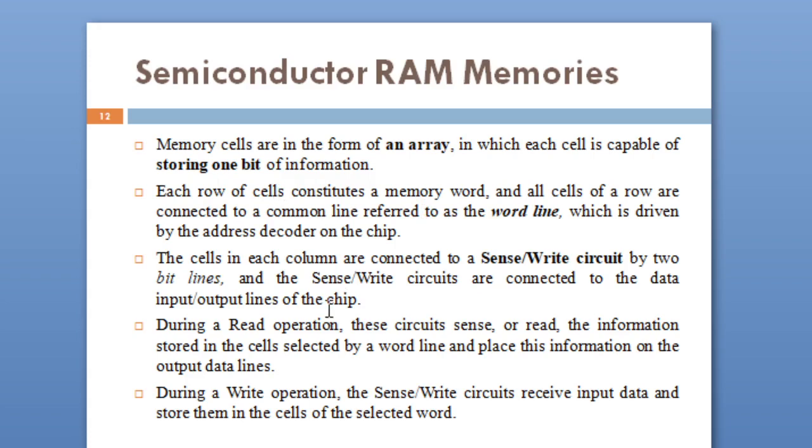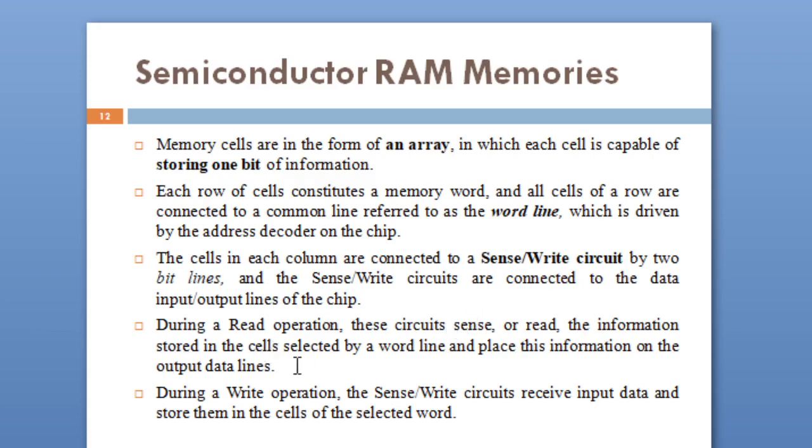So these are the points from the internal organization of memory chips. Memory cells are in the form of an array in which each cell is capable of storing 1 bit of information. Each row of cells constitutes a memory word, and all cells of a row are connected to a common line called the word line. The cells in each column are connected to a sense or write circuit by 2 bit lines, that is B0 and B0 dash, and the sense or write circuits are connected to the data input or output lines of the chip.